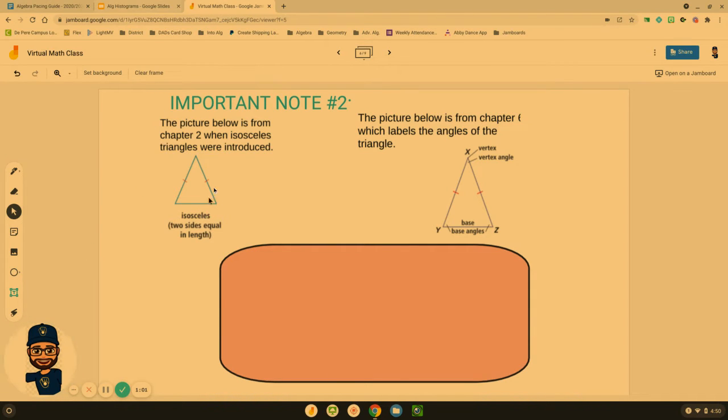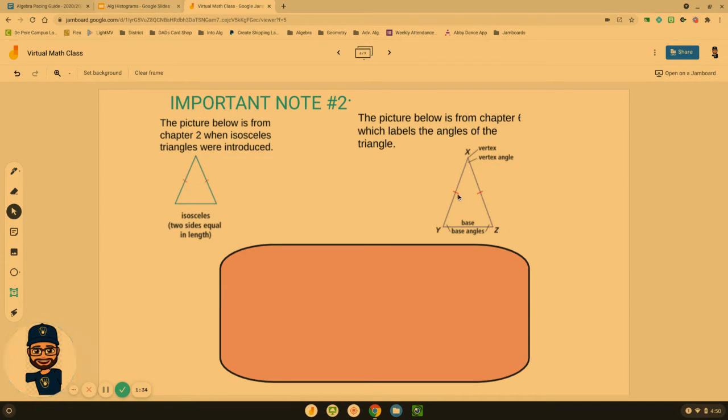So let's look at this picture on the left-hand side first. An isosceles triangle has to have two sides that are of equal length. We mark them with these little congruency marks, tick marks, I might call them, to show that the left side here is congruent to the right-hand side. However, from chapter 6, and this may have been from chapter 3 maybe, this picture gives us a more definitive way of looking at an isosceles triangle.